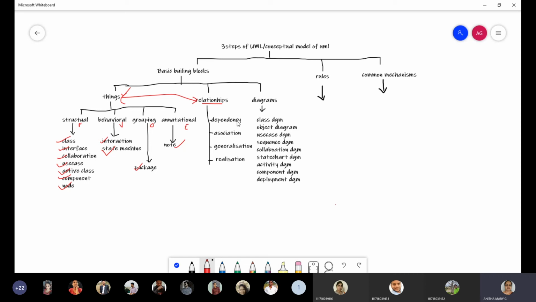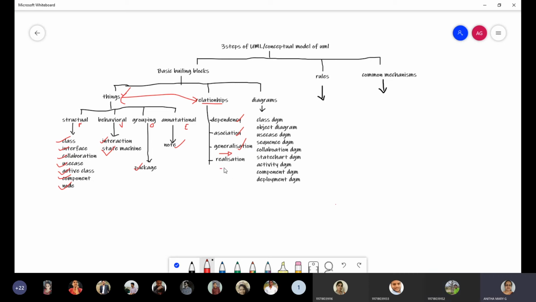Coming to our relationships, the first one is dependency. How do we give the symbol? A dotted line with an arrow. Then the next one, association, is just a solid line. Then generalization is an arrow with a hollow pointing head. If you remember it like this, the pointing will be hollow.